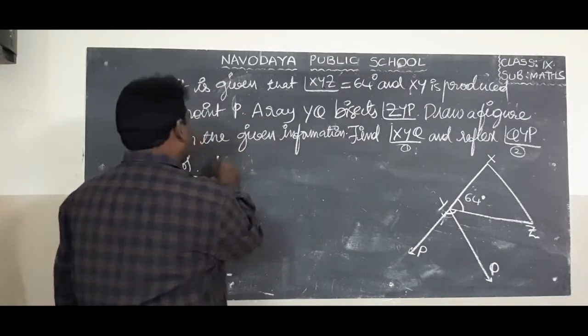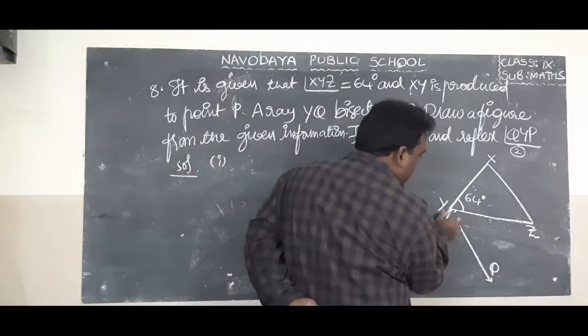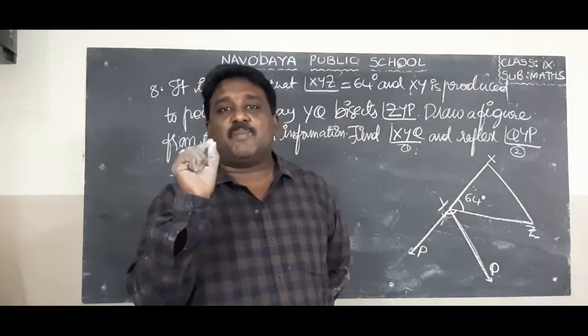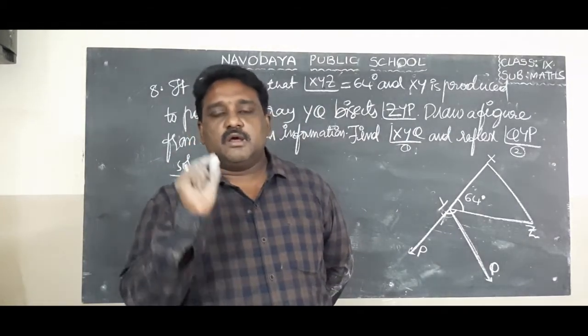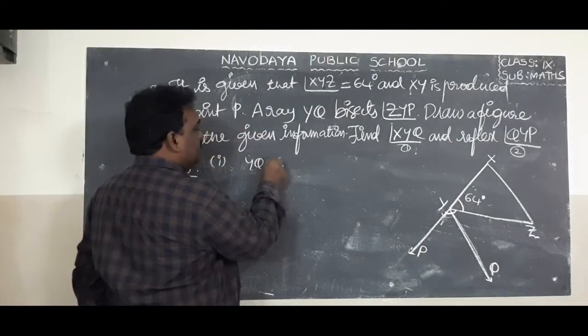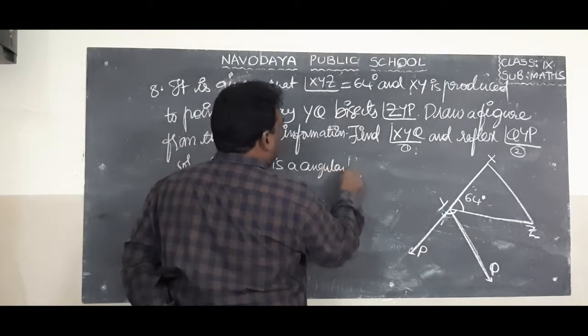First part of the problem. See, YQ is what? YQ is an angular bisector. Remember, YQ is an angular bisector.